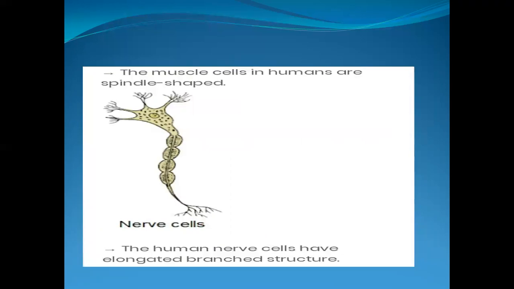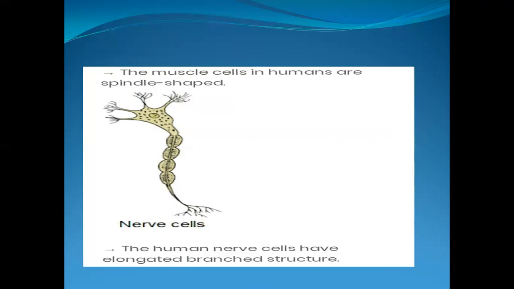Now the nerve cells. Nerve cells are elongated, branched structures. Why? Because the function of the nerve cell is to send messages from the brain to the body parts and from the body parts to the brain. So there should not be interruption in between.